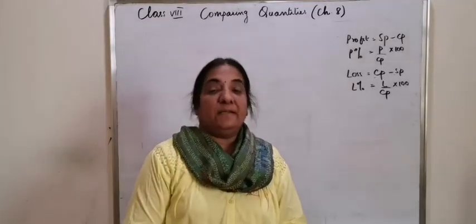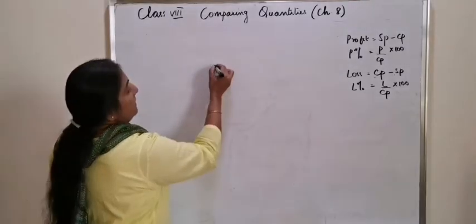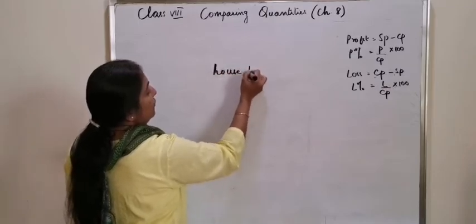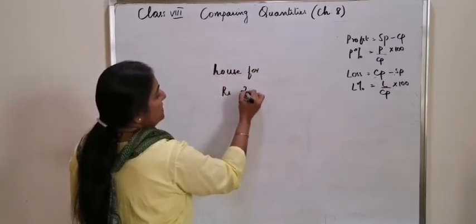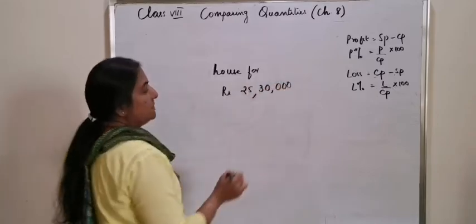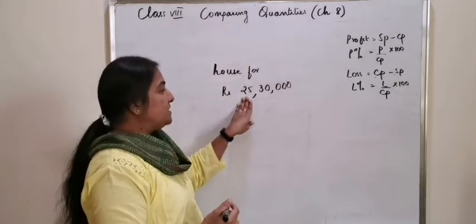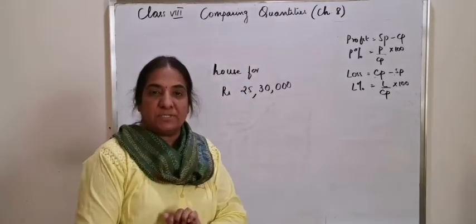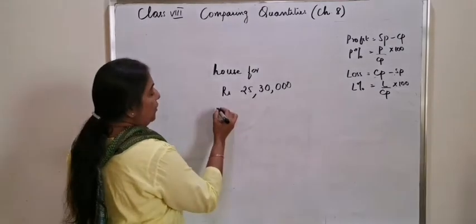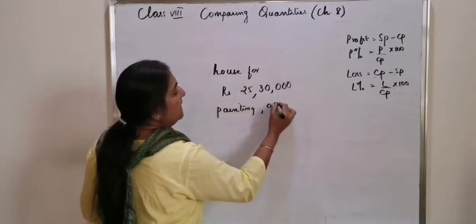Let's take an example in another way. Suppose you are buying a house for rupees 25 lakh and 30,000. You are buying a house for rupees 25 lakh and 30,000, and now you are spending some amount on painting and other maintenance.